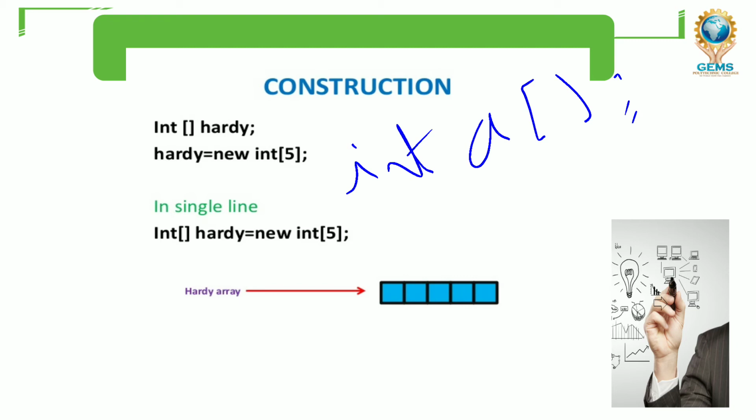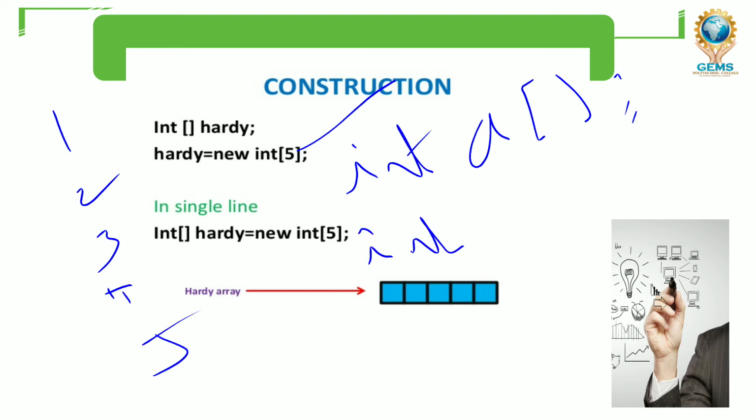For example, we have 1, 2, 3, 4, 5. Just imagine you have elements with you. Now we want to enter these elements in an array. For this, in the first step, we have to declare the array. So, int a bracket semicolon, the declaration part is over. Next, we have to enter these elements into that array.